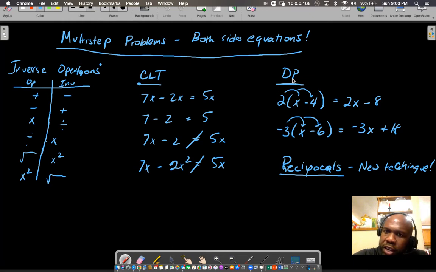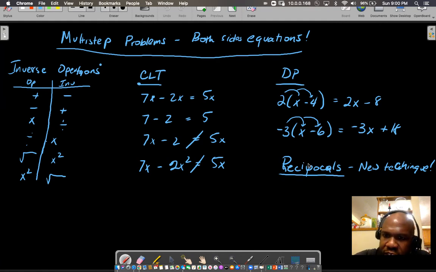Okay. So the other one is distributive property, or we call it DP. So again, CLT, DP. DP basically means if we have a parenthesis and we have a value on the outside, we're going to distribute our 2 to everything in the parentheses. So we're going to multiply everything by 2. That's going to give us a new expression of 2x minus 8. The same thing, we have negative 3 times x, negative 3 times negative 6. So that becomes negative 3x plus 18. I think we've done that distributive property before, so we're going to be pretty good. Okay, so those are the 3 techniques.